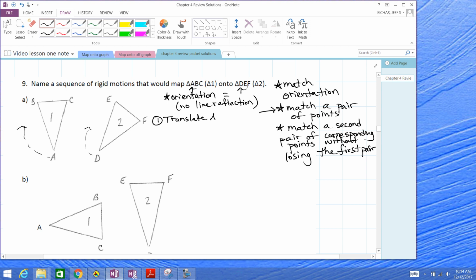triangle ABC to map point A onto D. Now what's going to happen is every point is going to move by that same amount. I'm going to assume it's going to look a little bit like this, right? Here's B prime, here's A prime, and here's C prime. Okay, so it's not quite there yet.